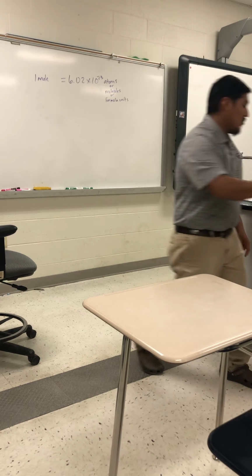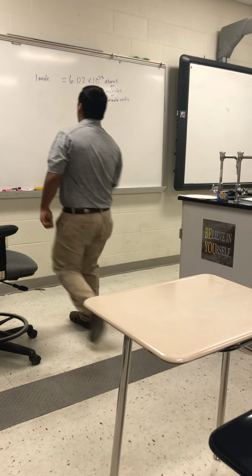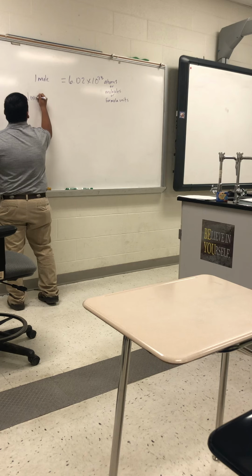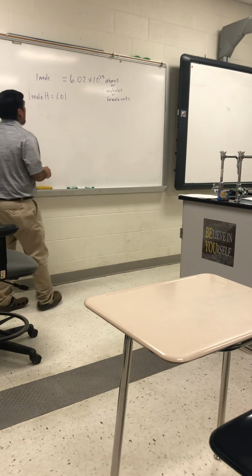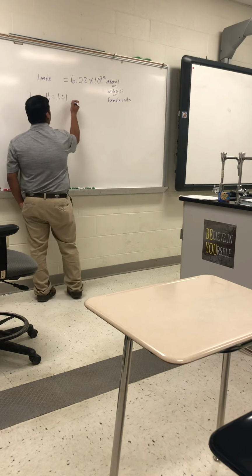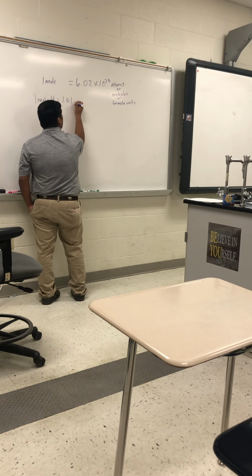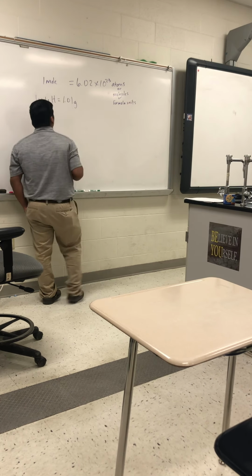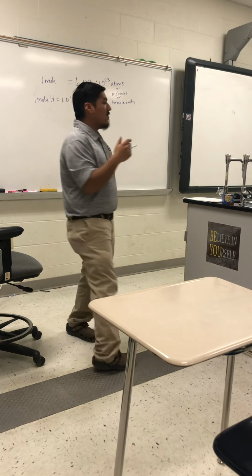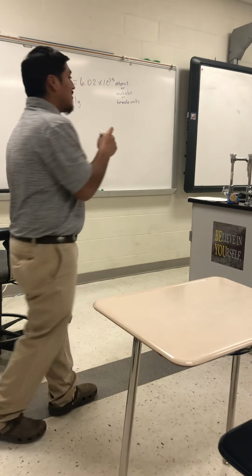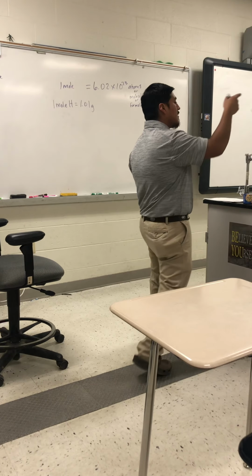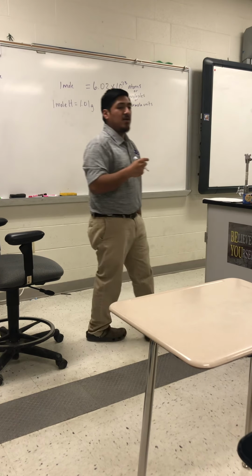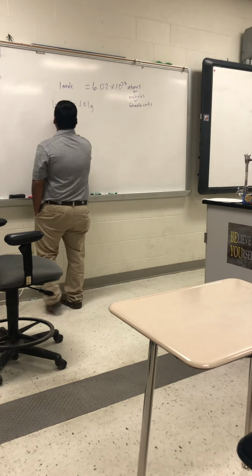1.01. That's right, 1.01. So 1 mole of hydrogen equals 1.01. Alright, 1.01 what? Good, what's its mass? Grams. Alright, so let's say I have 6.02 times 10 to the 23rd atoms of gold, which is Au. What is its mass?